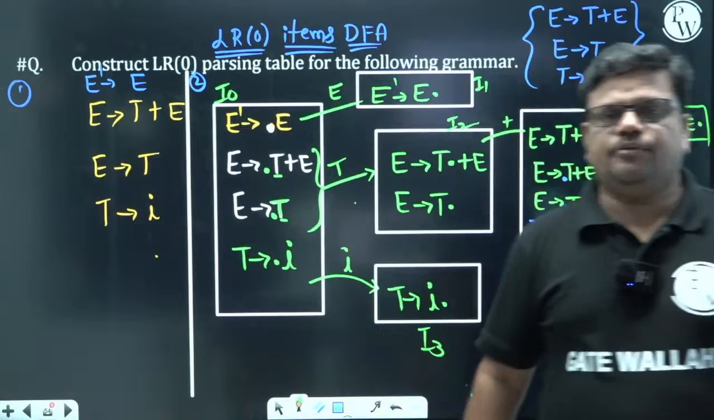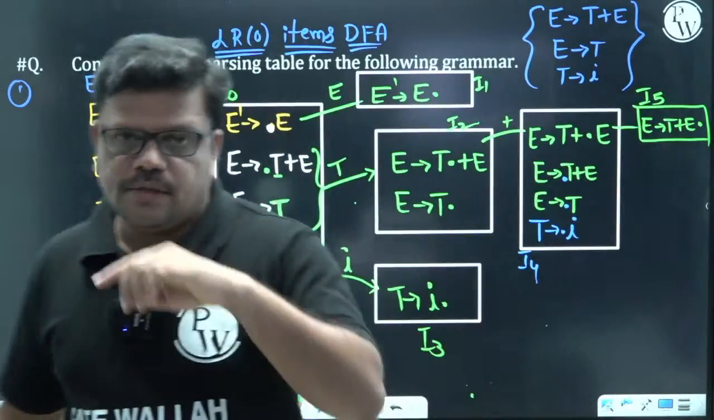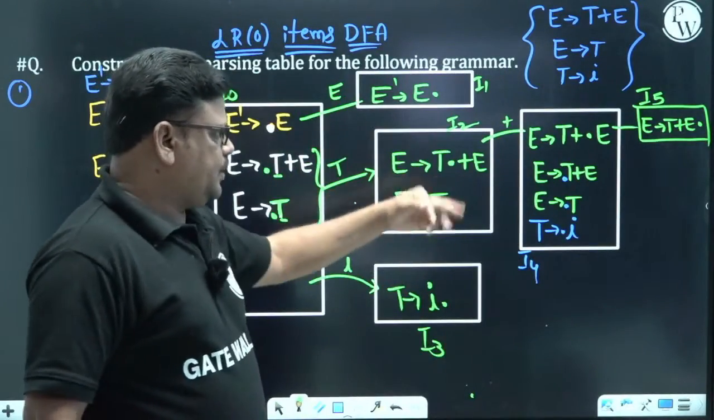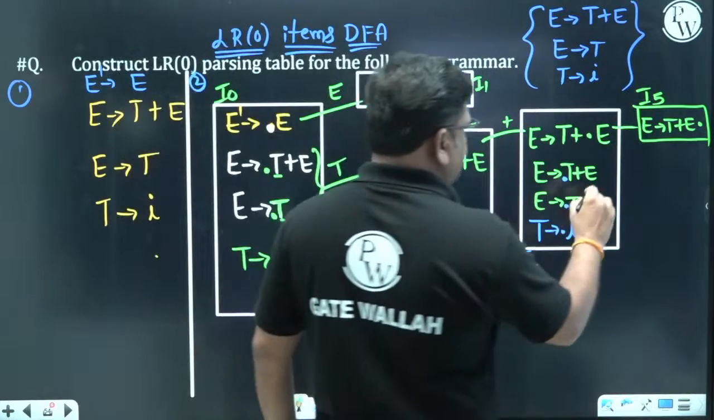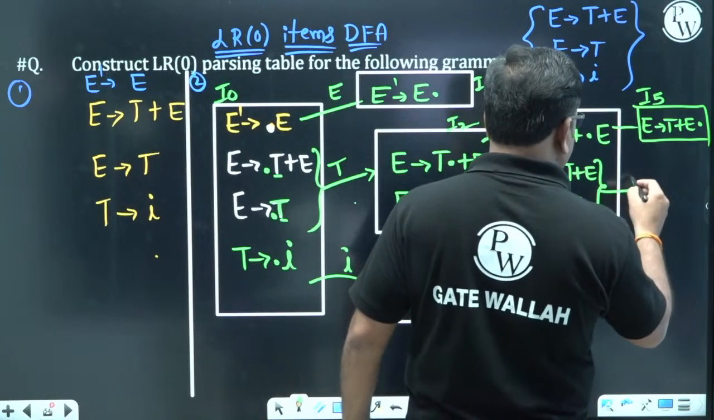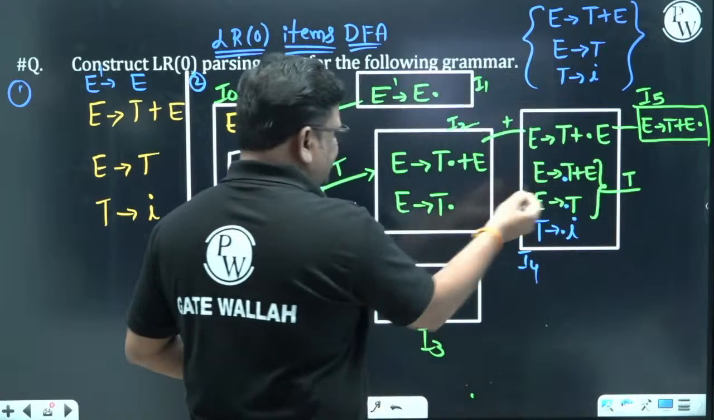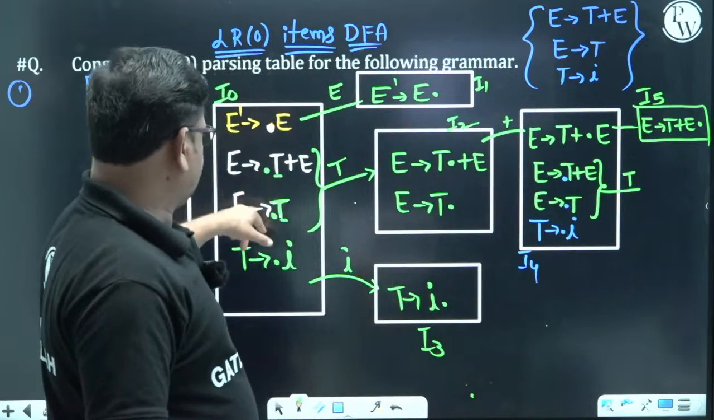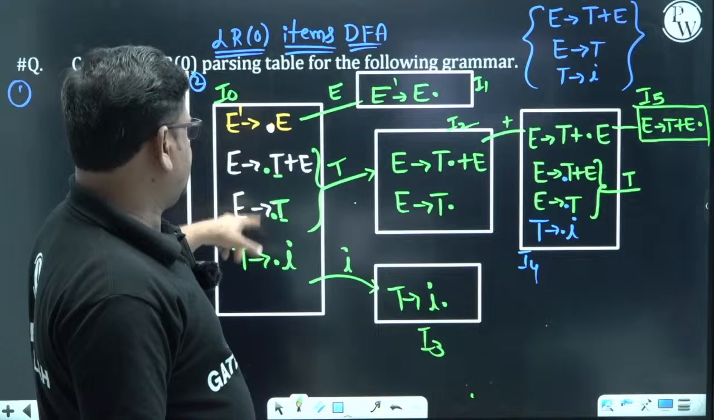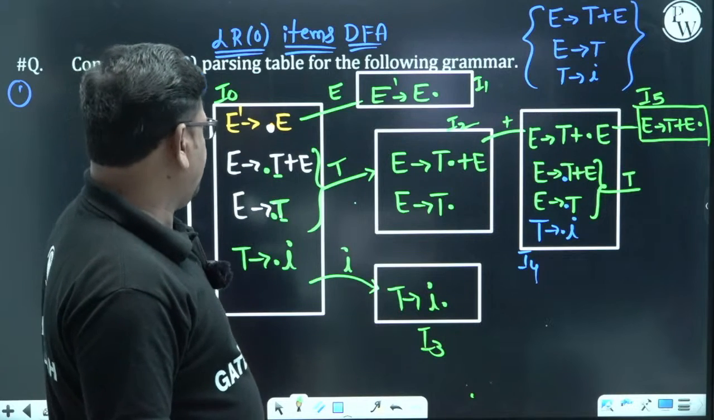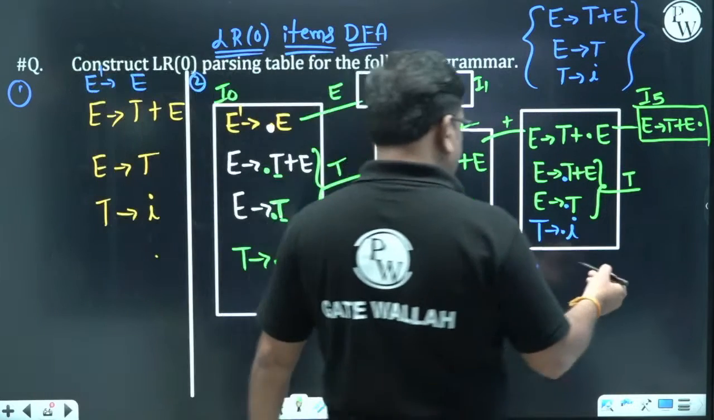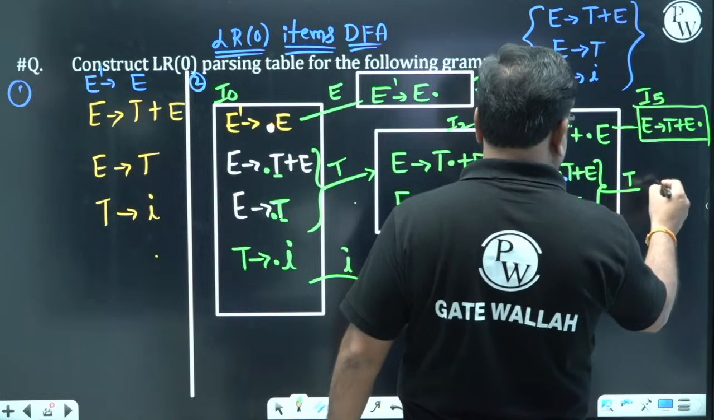Whenever we are saying DFA, you have to follow the minimal DFA concept. So repeated states, no need to use. So look at this. Whenever we are applying goto on T, it will result in the same state, right? Look at this. It will result in the same state. So whenever it is the same state, no need to give a new name, just give the name as I2 only.